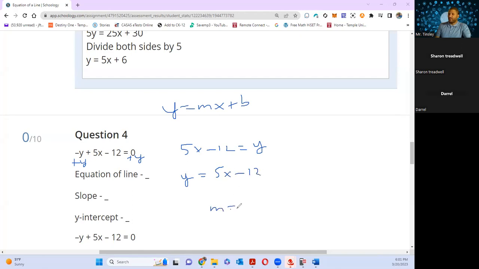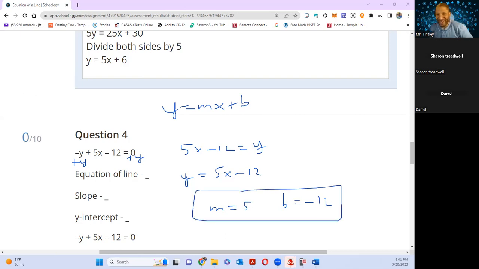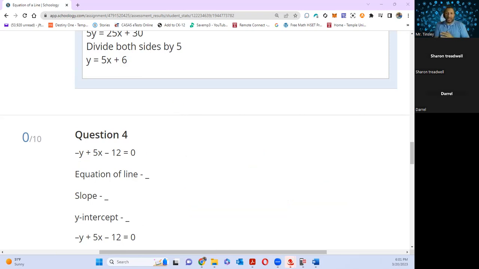The slope is what? The slope is 5, and the y-intercept is what? It's minus 12. There you go. I could kick myself. I overthought that problem. But that's why I changed the difficulty. That's why I changed the order. So you can see it in different ways.